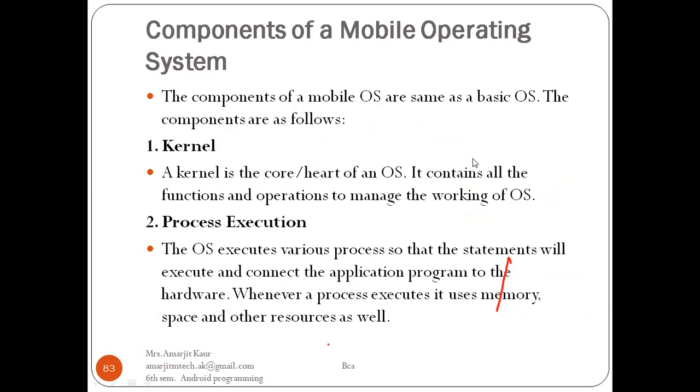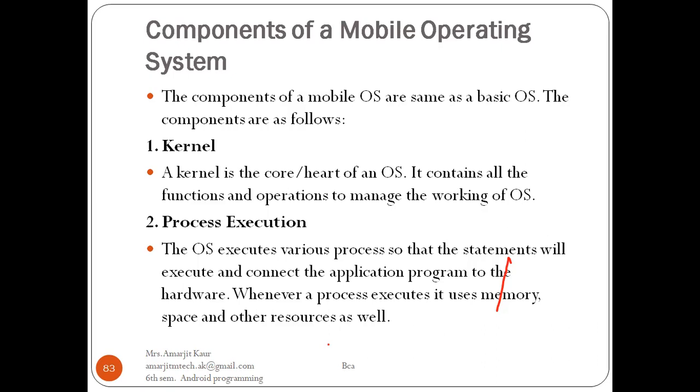Now here are the components of the mobile operating system. What are the components of the mobile operating system? The components of the mobile operating system are the same as the basic operating system. The components are as follows. First one is the kernel. A kernel is the core heart of an operating system. It contains all the functions and the operations to manage the versions of the operating system.